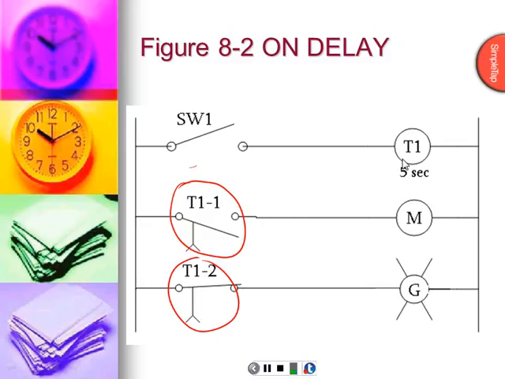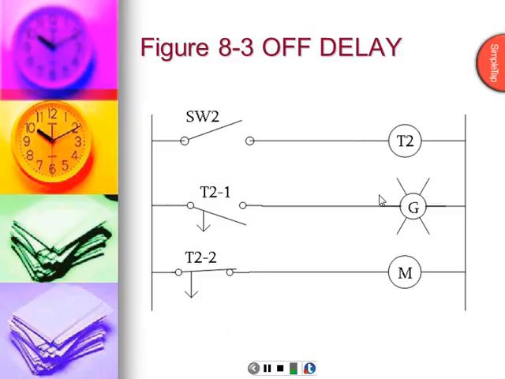Okay, so this is an on delay timer. This is an off delay. The green light's off, the motor's on. I close the switch. I'm going to assume, since I didn't write anything up here, we'll just go back and make it 5 seconds. I think in the book it says 6, doesn't it? Well, I'm going to make it 5 just because. So, the green light's off, the motor's on.